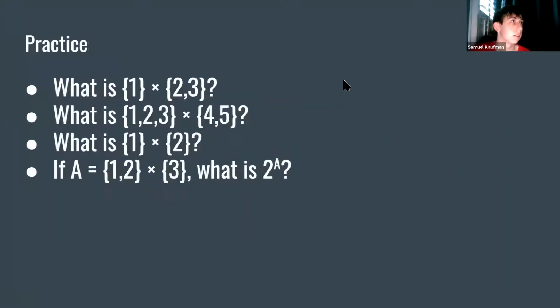All right. Got a few practice questions here. Let's start with that first one. What is the Cartesian product of the set with element 1 and the set with elements 2 and 3? So remember, it's going to be all of the ordered pairs of one element from the first set and one element from the second set. Yep, that looks right. It's going to have (1, 2), and it's going to have (1, 3). The second one has a bit of a long answer, but anyone want to try the second one? The Cartesian product of {1, 2, 3} and {4, 5}.